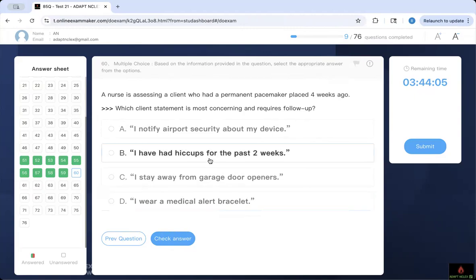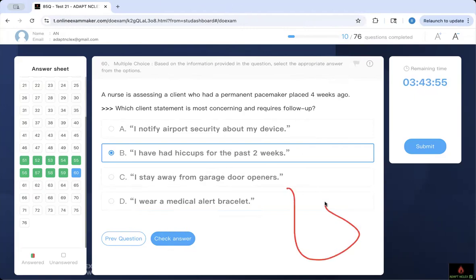The right answer is hiccups. It means displacement, meaning it's irritating your diaphragm. That's why with a cardiac pacemaker, they start from your left side and go all the way through the big vein, the superior vena cava, into your heart, and put it where they want it. And it stimulates your heart, right?